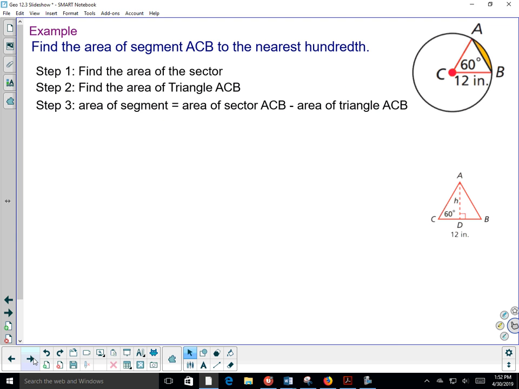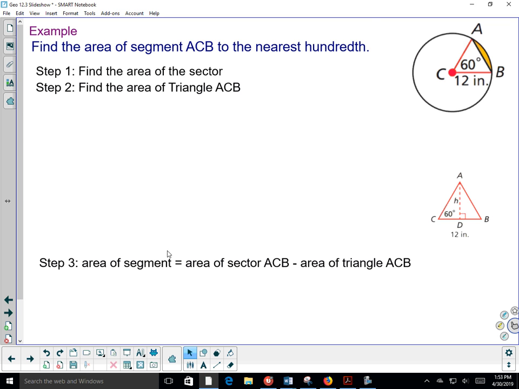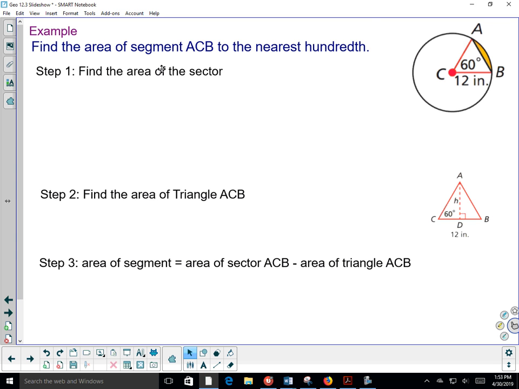Okay, so let's try this example. We're going to try and find the area of segment ACB to the nearest hundredth. And so what are our steps? Step 1 is to find the area of the sector. And then I'm going to find the area of triangle ACB, and then I'm going to subtract. The area of the segment is going to be the area of the sector minus the area of the triangle.